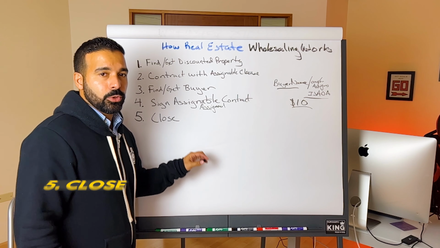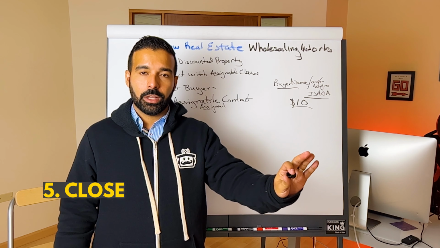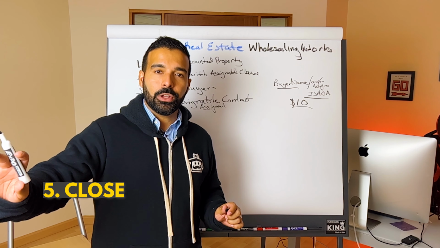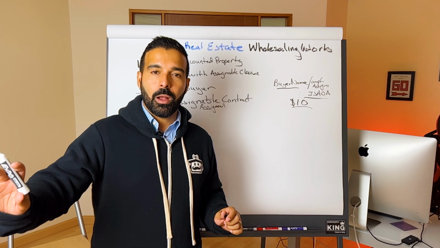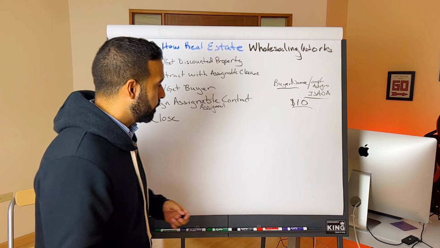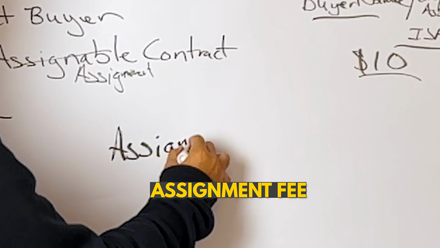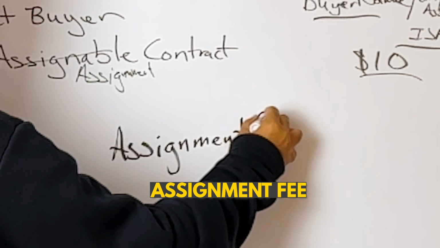And then you close. You send out the purchase and sales agreement to the title company with your seller, right? Then you send out the assignment of contract with the cash buyer, and you get paid an assignment fee, right? That's how you get paid, an assignment fee, okay? And this is the most basic example of real estate wholesaling.